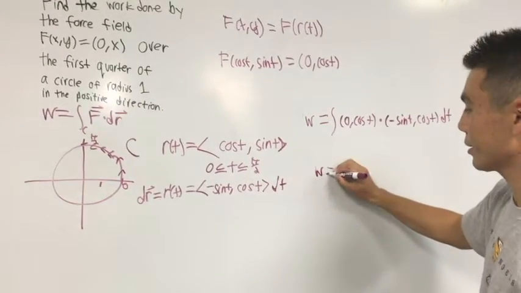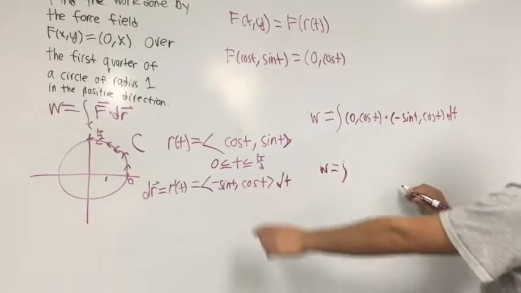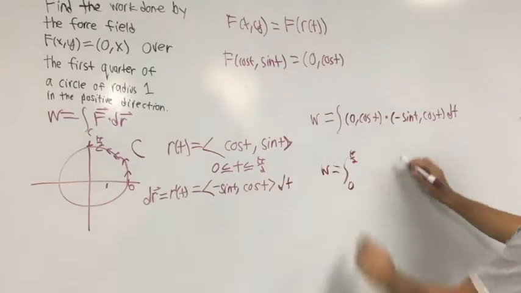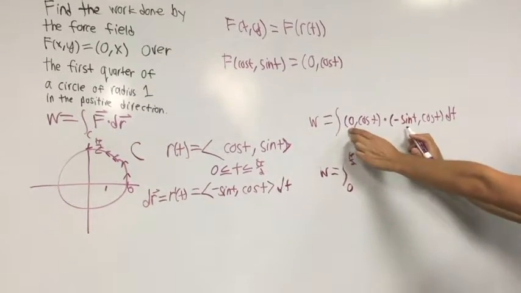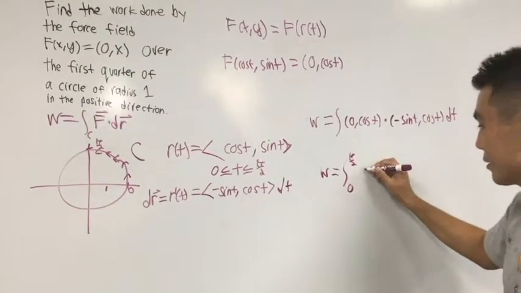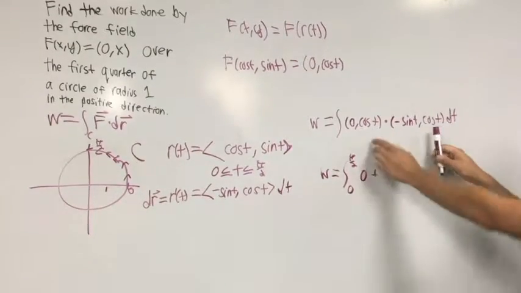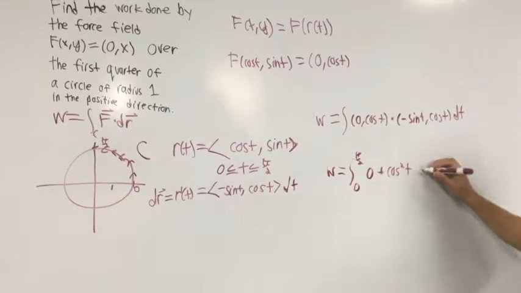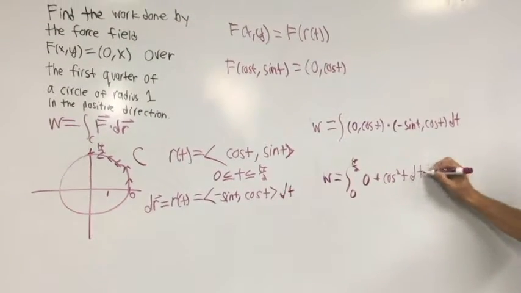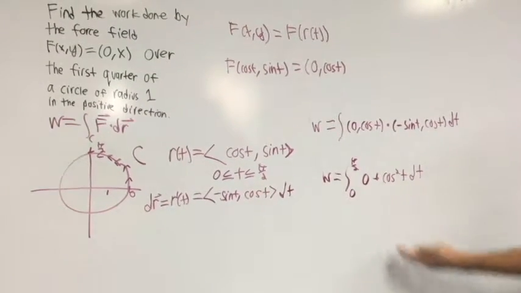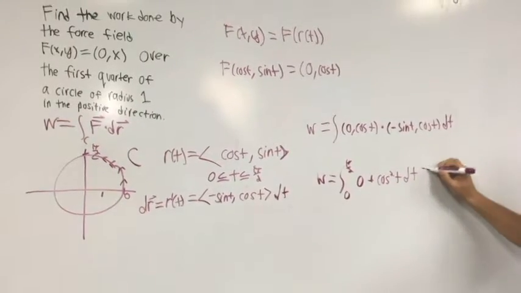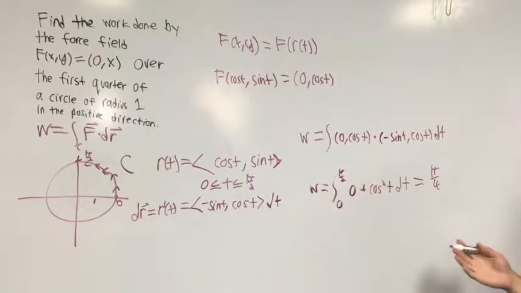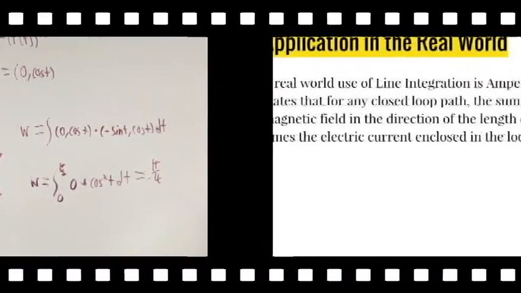So we're left with work equals the integral, now we have limits from 0 to pi over 2, of 0 times negative sine is 0. So we have 0 plus cosine squared of t dt. Now this integral is very solvable. You're going to do some calc 2 and get pi over 4. And that's how you solve a line integral by parametrization.